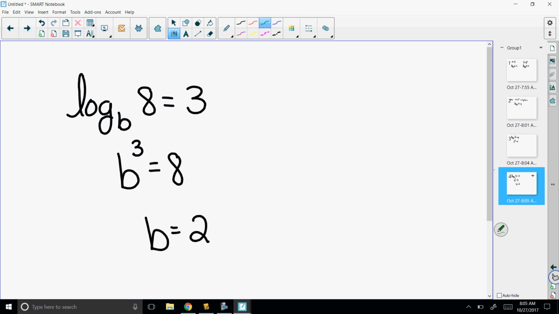Now, if you don't happen to know what it is, how do you get rid of a cube? Cube root. And remember, a cube root can be written as 1/3 power. So if you just raise it to the reciprocal of whatever that exponent is, do the same thing to the other side, you will get your answer. Because when you raise a power to a power, you multiply those exponents. 3 times 1/3 is just b to the first, and the cube root of 8 is 2. So that's a way you can look at it if you can't automatically just see what that value is.